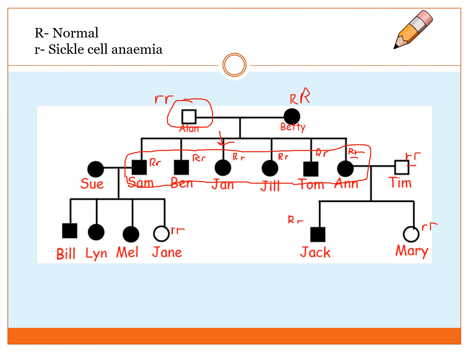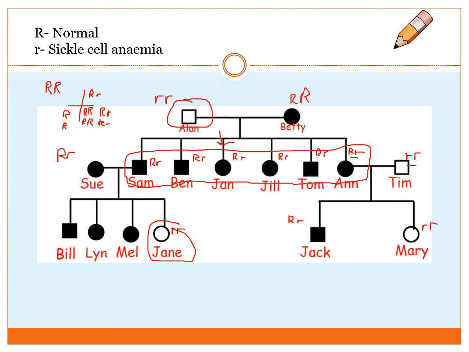So Sue, if she was big R, then it would not be possible to get Jane, because big R times big R, little r will give you 50% of big R, and 50% of big R, little r, none of which are the recessive form, and Jane's the recessive form. So Sue must also be big R, little r.